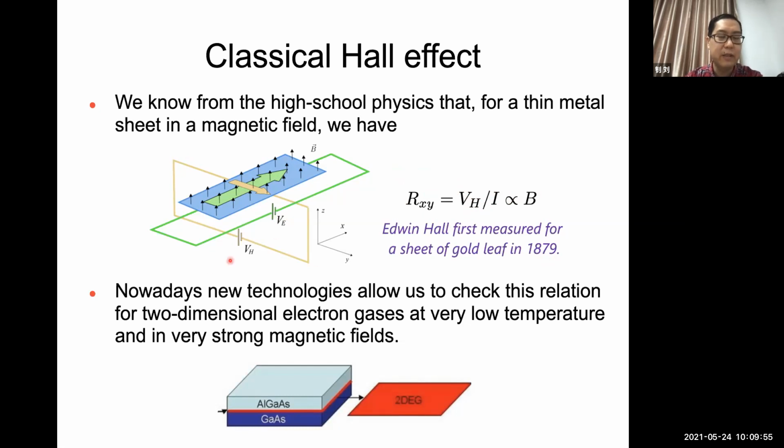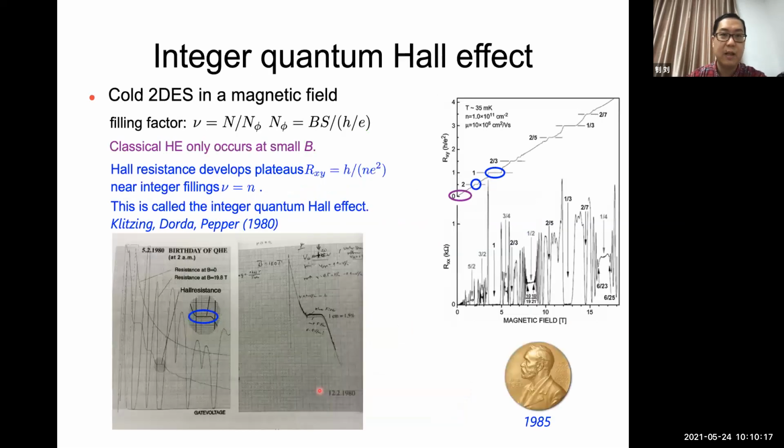This is called the classical Hall effect, first measured by Edwin Hall in 1879. And nowadays, new technologies allow us to check this relation for 2-dimensional electron gases at very low temperature, as low as a few millikelvin, and in very strong magnetic fields, as strong as 15 Tesla. And these 2-dimensional electron gases can be prepared as the interface between 2 different semiconductors. Okay, if we measure the Hall resistance as a function of the magnetic field in a cold 2D electron gas, this is a typical curve we can get. So at weak magnetic field, we can observe the classical Hall effect, where the Hall resistance is just proportional to the magnetic field.